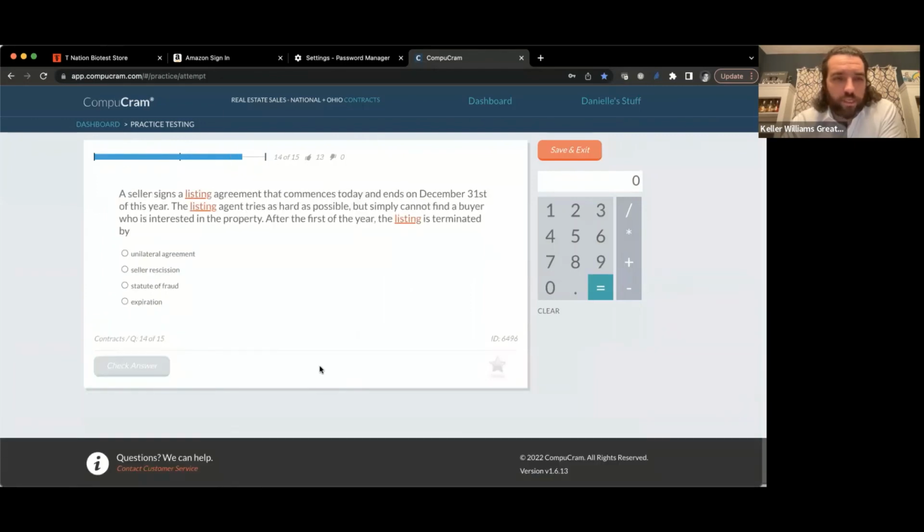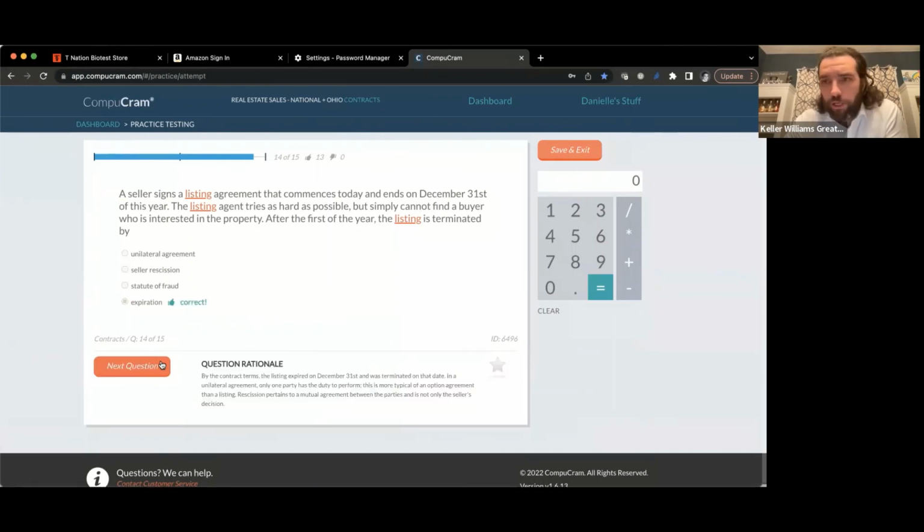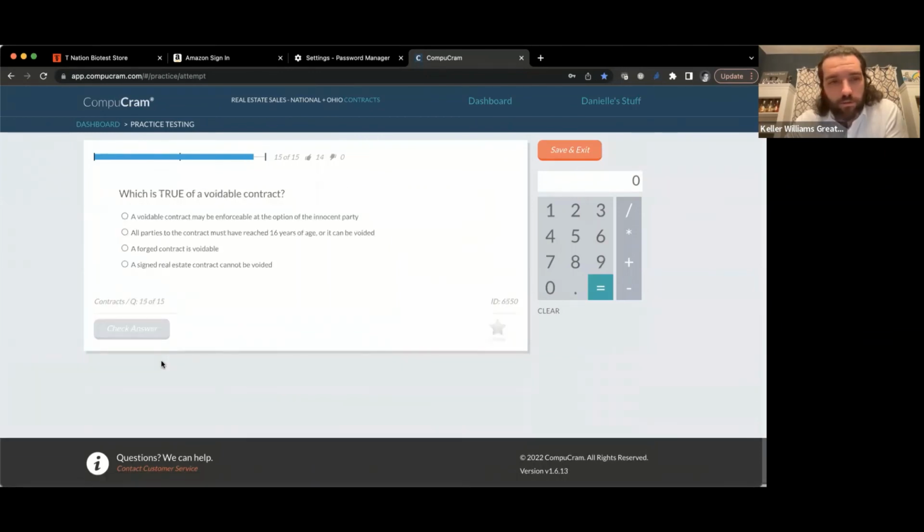Question number 14: a seller signs a listing agreement that commences today and ends on December 31st. The listing agent tries as hard as possible, but simply can't find a buyer who's interested in the property. After the first of the year, the listing is terminated by A, unilateral agreement, B, seller rescission, C, statute of fraud, or D, expiration. Expiration is right. Just like the milk in your fridge, if it goes past the date, you are no longer good.